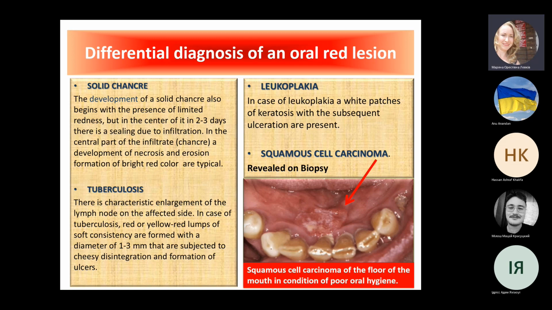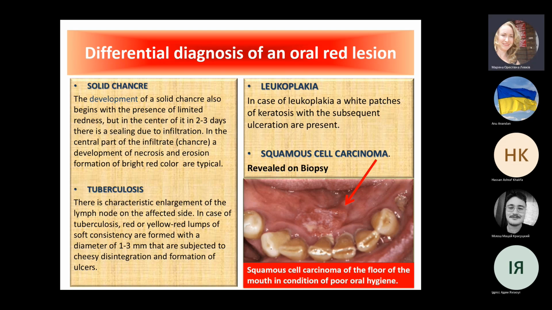Differential diagnosis of an oral red lesion. Erythroplakia is actually a red lesion. Leukoplakia is a white lesion. So the differential diagnosis of erythroplakia is done with solid chancre, tuberculosis, leukoplakia, and squamous cell carcinoma.